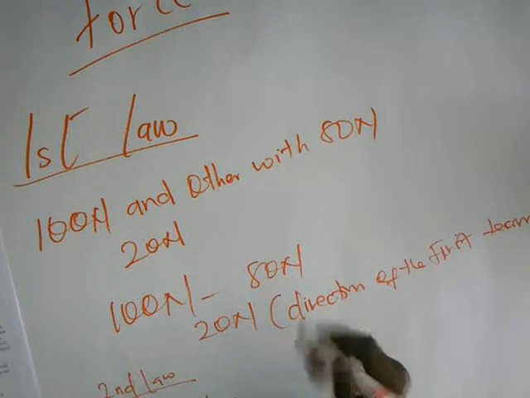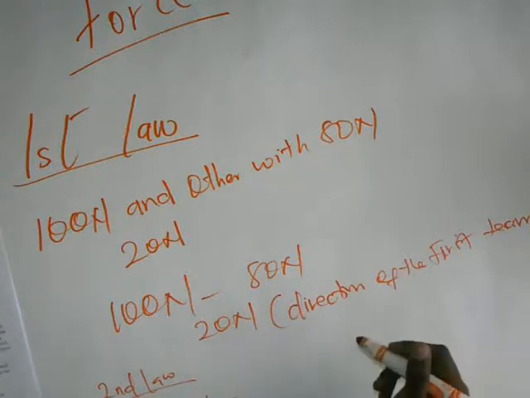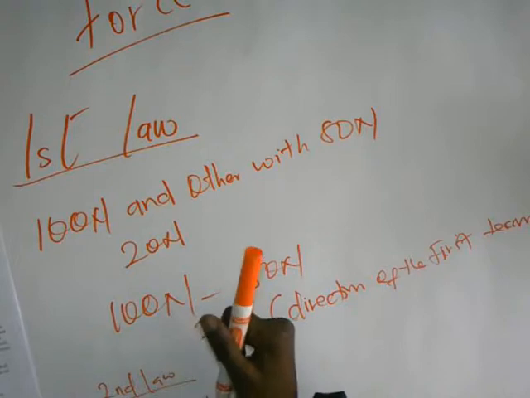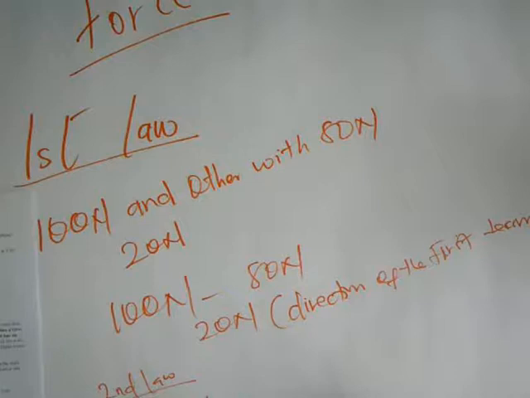Let's give a question for the second law. How much net force is required to accelerate a 1,000 kilogram car at 5 meters per second squared? In this case, we have the formula. The mass is 1,000, and we have the acceleration, which is 5 meters per second squared. So we multiply these, which will give you 5,000 newtons.